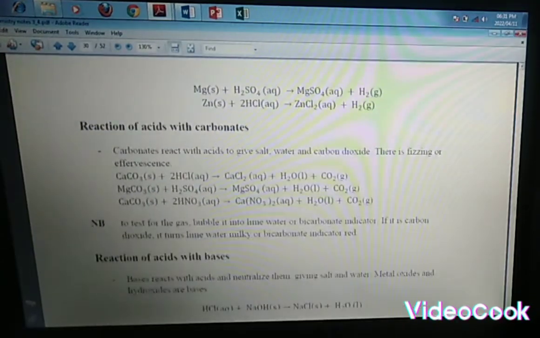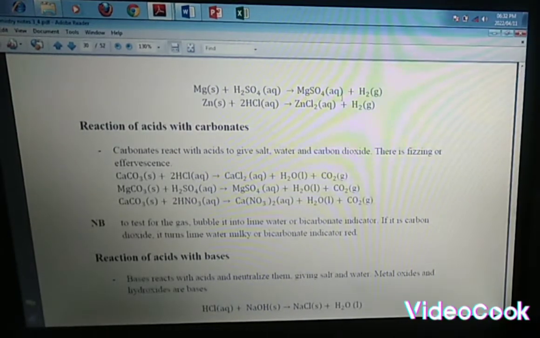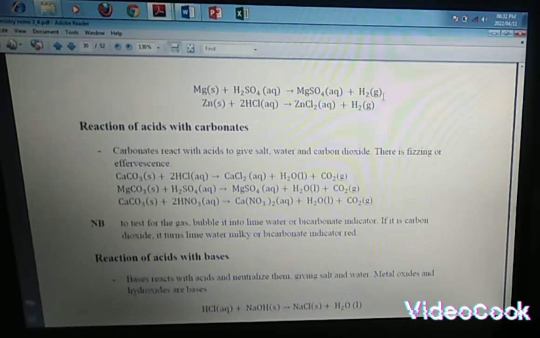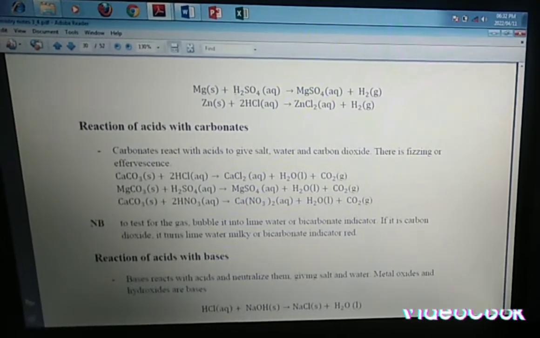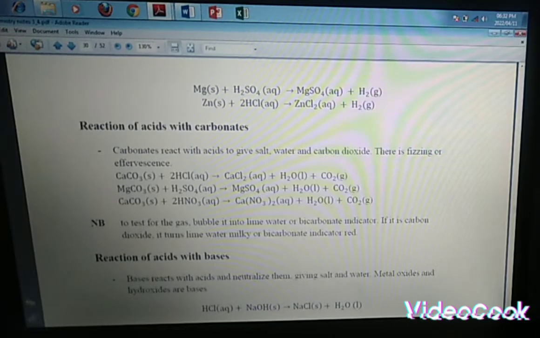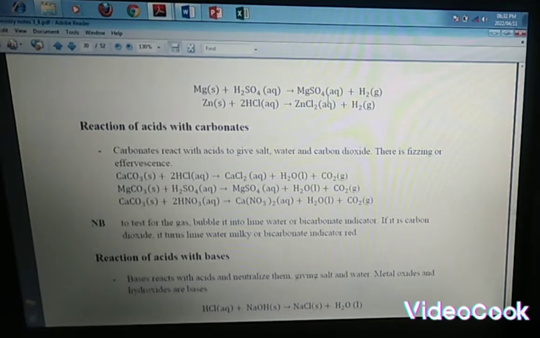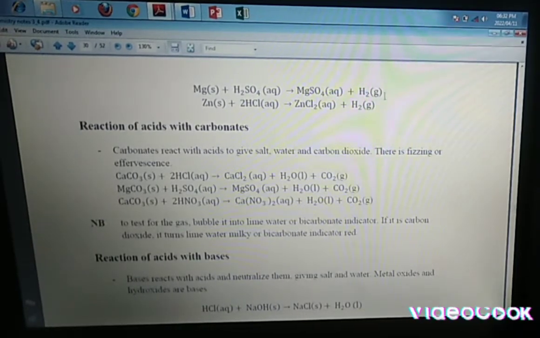Take note of that. In our example here, we have magnesium reacting with sulfuric acid, and we are getting magnesium sulfate and hydrogen gas. Where is the hydrogen gas coming from? It's being displaced here. So what really happened is magnesium displaced hydrogen from its sulfate there, and we ended up with magnesium sulfate, which is a salt, and the hydrogen gas freely hanging on its own there.